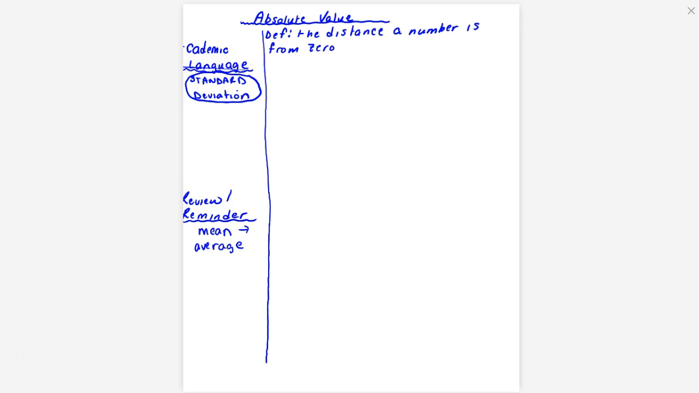The definition for the absolute value is the distance that a number is from 0. And that's on the number line. I'm going to add that in there. On the number line. Okay, the distance a number is from 0 on the number line.